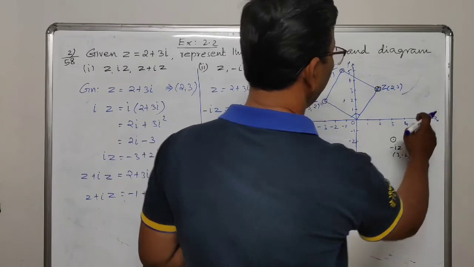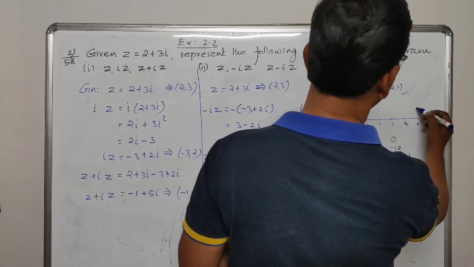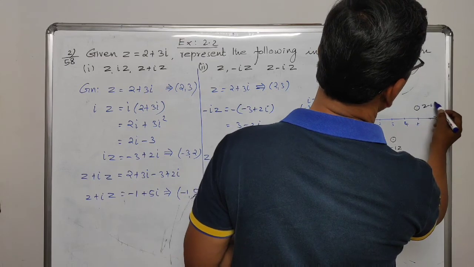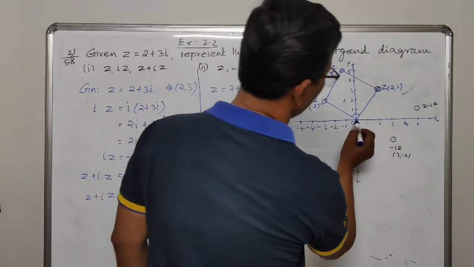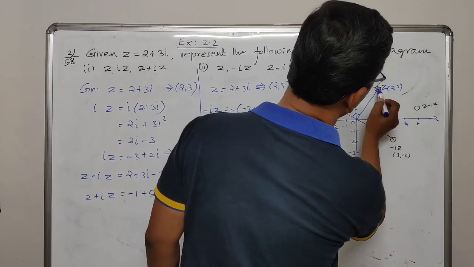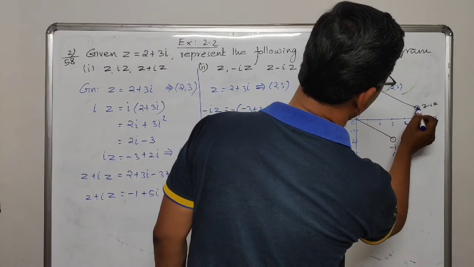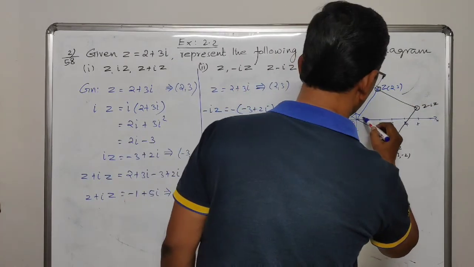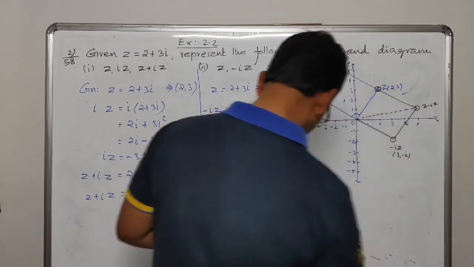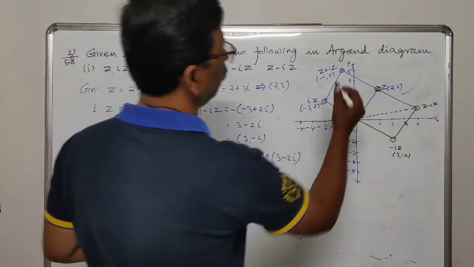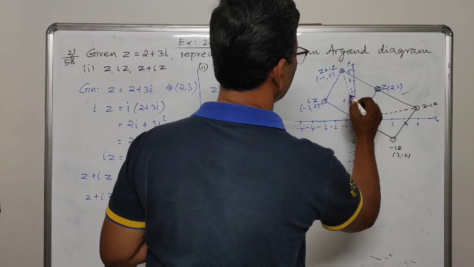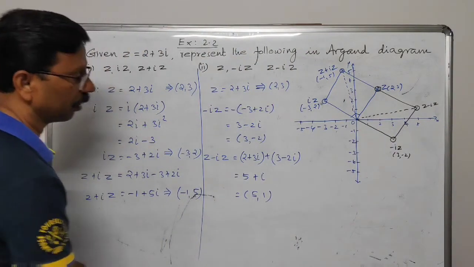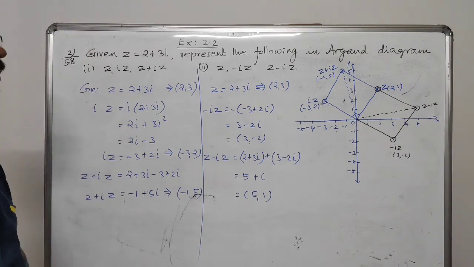That is (5, 1), so it will be here. This is z minus iz. Therefore, if we join these, you can get a diagram like this. Then for this one, z minus iz from the origin, you can draw it like this. And for this one, z plus iz from the origin, you can draw it like this. Now, I have drawn these two in the same Argand diagram. Then you can easily understand.